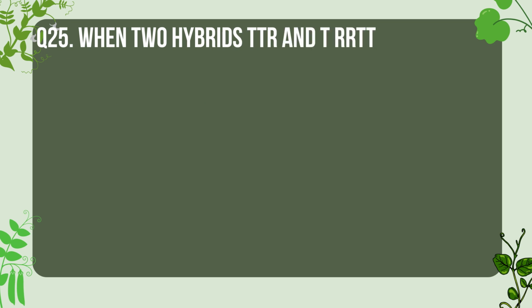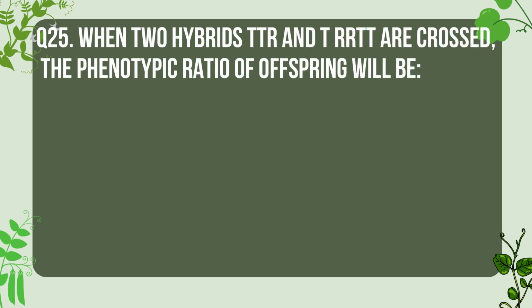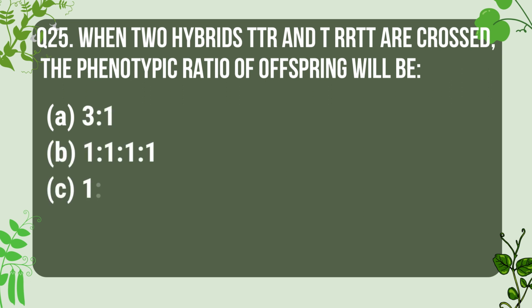When two hybrids TTRR and TtRr are crossed, the phenotypic ratio of offspring will be A. 3:1, B. 1:1:1:1, C. 1:1, D. 9:3:3:1.